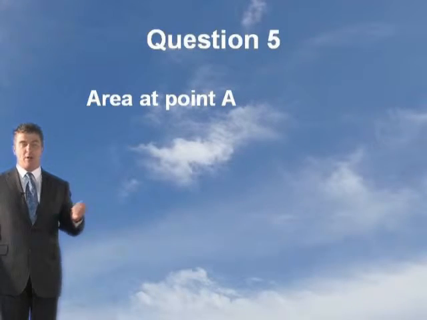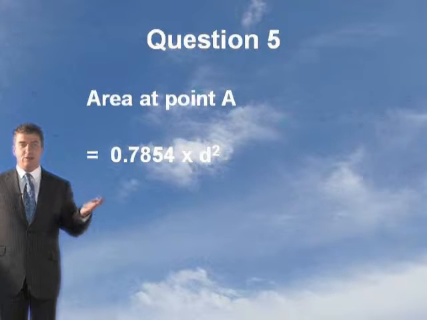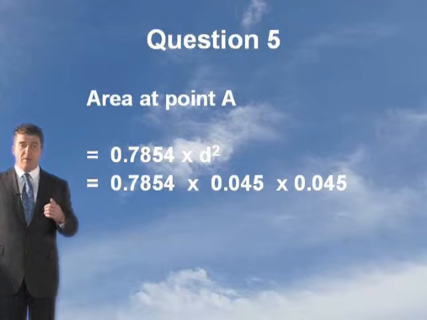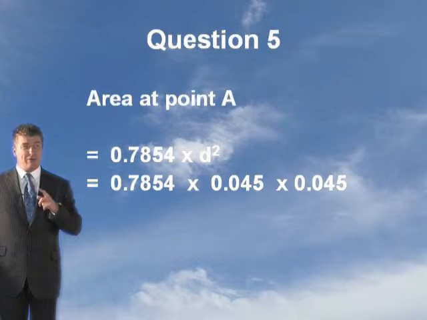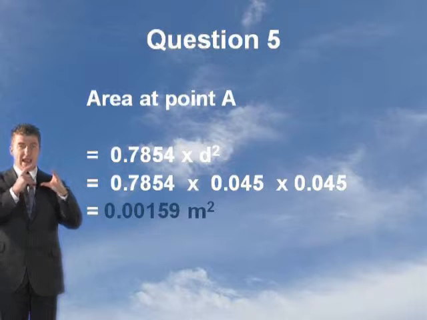You need to work out the velocity to work out the velocity energy. So let's first of all work it out. Now, let's work out the area at point A using 0.7854 d squared. Well, that gives you 0.7854 times 0.045 times 0.045, which gives you 0.00159. So that's the area at point A.